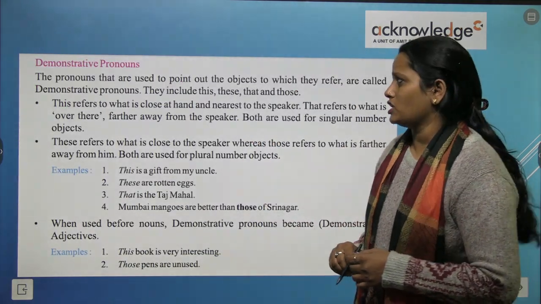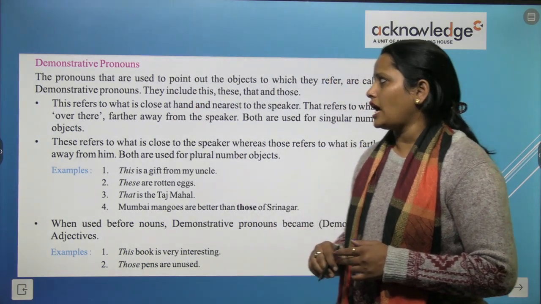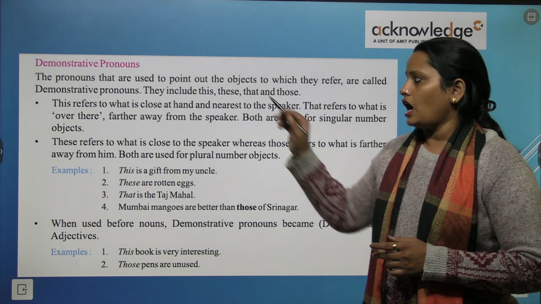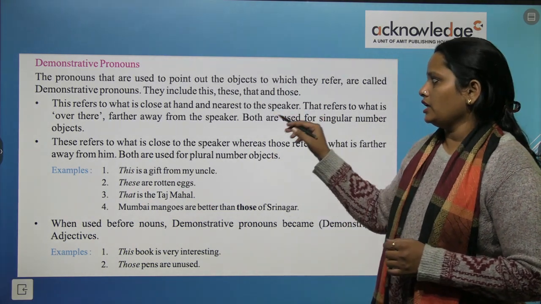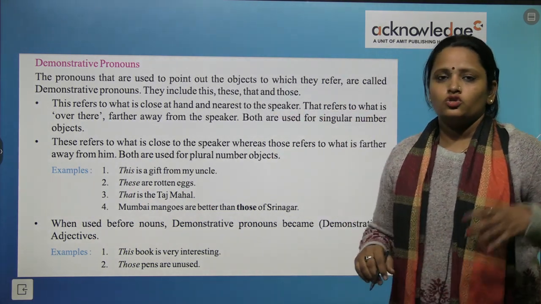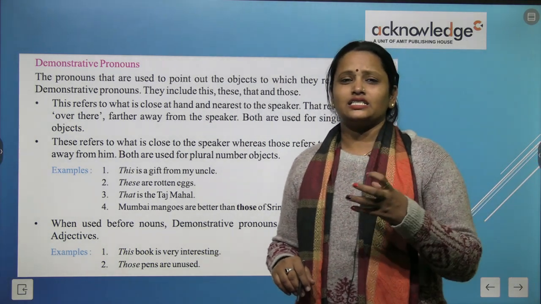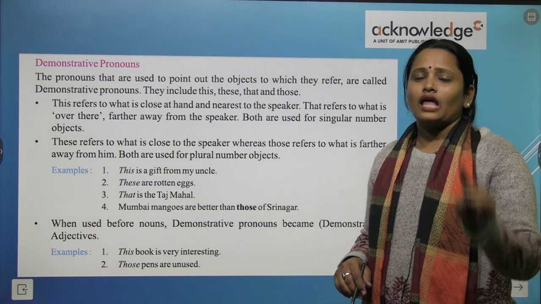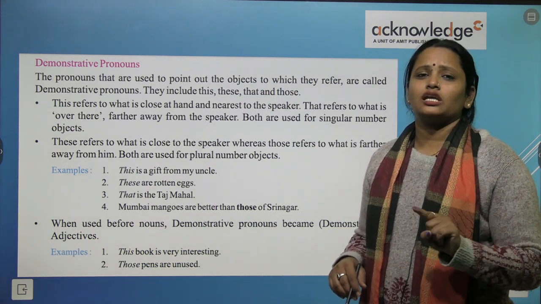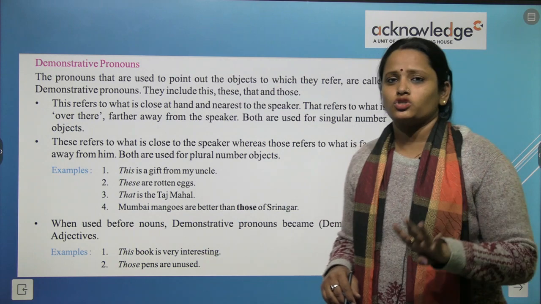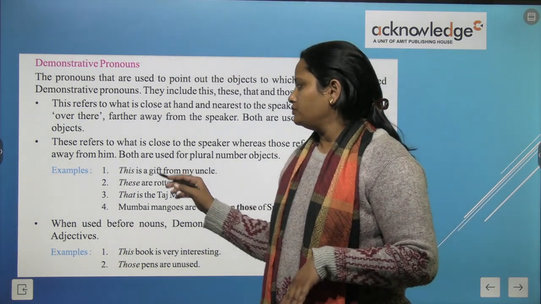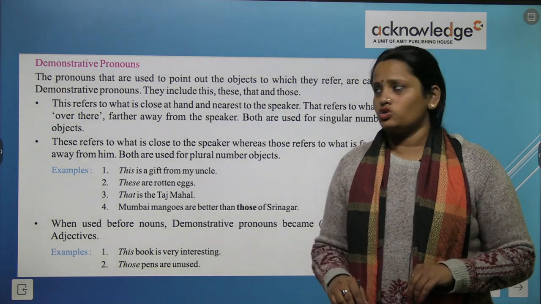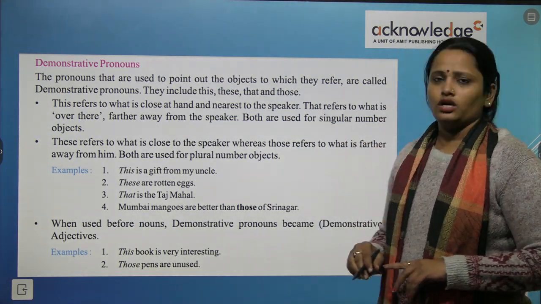Next pronoun is demonstrative pronoun. The pronouns that are used to point out the object to which they refer are called demonstrative pronouns. They include this, that, these, those. So demonstrative pronoun क्या करते हैं, किसी चीज की तरफ आप कह सकते हो इशारा करके बताते हैं कि this, that, these, those. ये जितने भी words, ये 4 words हमारे demonstrative pronouns हैं, and this refers to what is close at hand and nearer to the speaker.